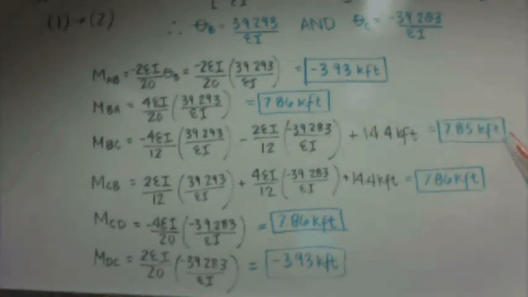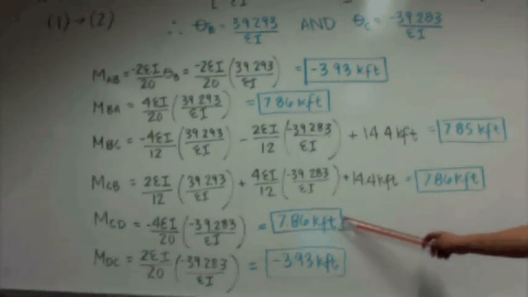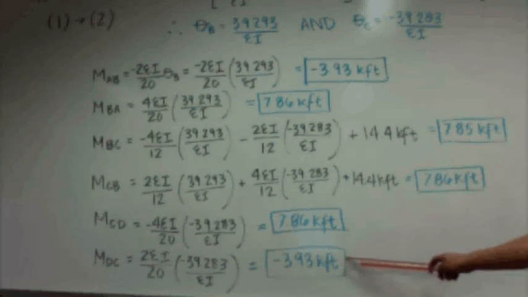MBC will come out to be 7.85 kip-feet. MCB will be 7.86 kip-feet. MCD will come out to be 7.86 kip-feet. And MDC will come out to be negative 3.93 kip-feet.